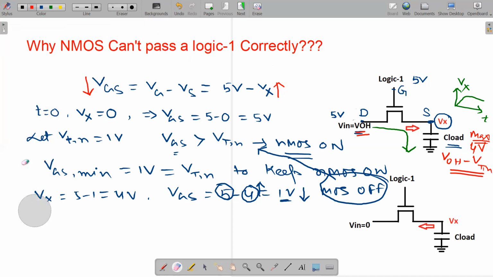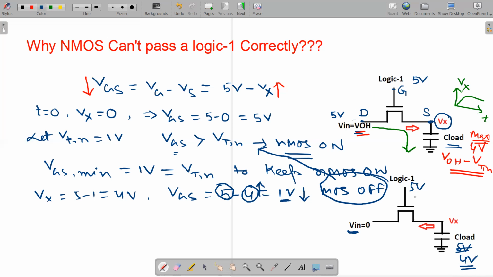So if I apply the same explanation here, let's discuss. Here Vin equal to 0 we are applying, and here you can see the logic 1, the same 5 volt, we are applying. And the C load in the previous cycle was fully charged up to VOH, that is 5 volt. Now Vin equal to 0. Sorry, it's not 5 volt. The C load was charged to a maximum of 4 volt.